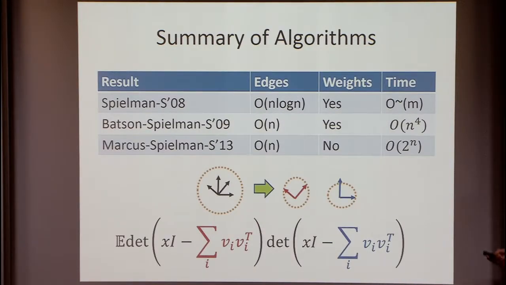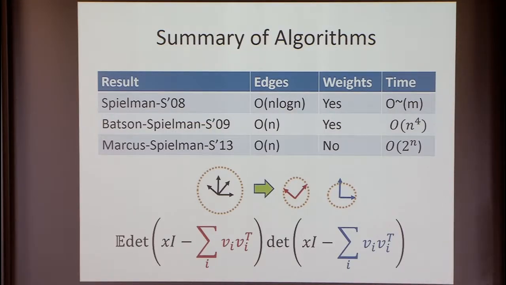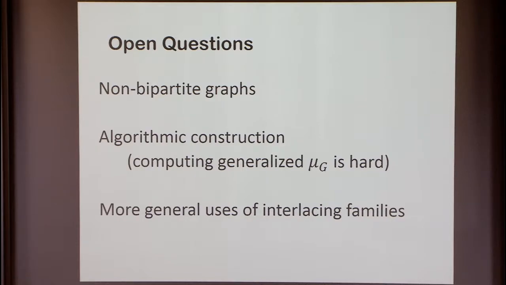And yeah, so I'm going to end with open questions. Okay, so there are some obvious ones I want to talk about today. Can you do non-bipartite graphs? So this all works for bipartite graphs. It's not an algorithm, and I said the running time is currently 2 to the n, because computing these polynomials is sharply hard. So can you get an approximation? I think this is a very interesting direction.